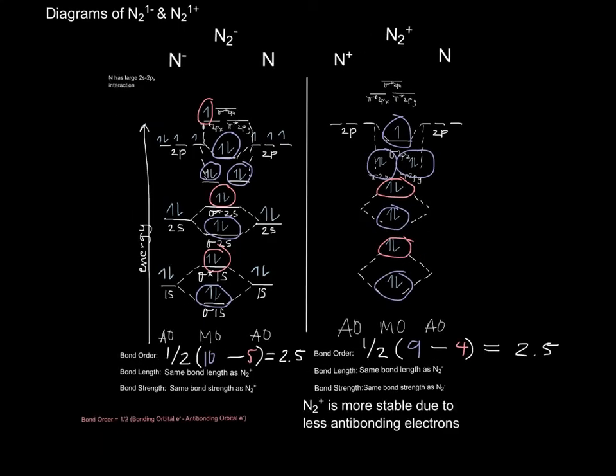As the bond orders are both 2.5, the bond lengths and bond strengths are the same, as there are no differences between the two. However, N2+ is more stable than N2- due to the fact that N2- has more antibonding electrons. You can see this clearly in the molecular orbital diagram of N2-, as there is one antibonding electron in the pi star 2px antibonding orbital. And in the N2+ molecular orbital diagram, there are no antibonding electrons in the molecular orbitals for 2p, neither in the sigma star nor pi star 2p.